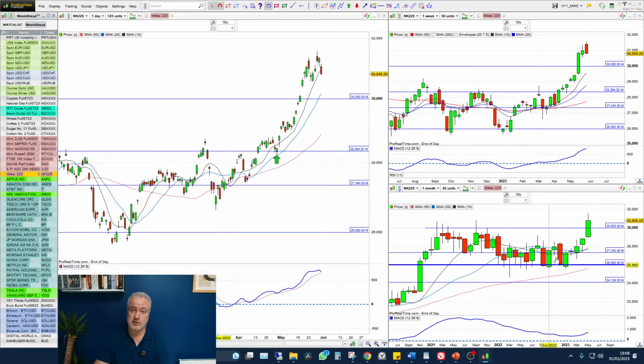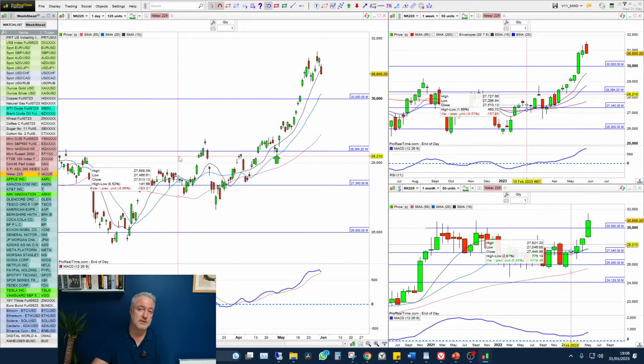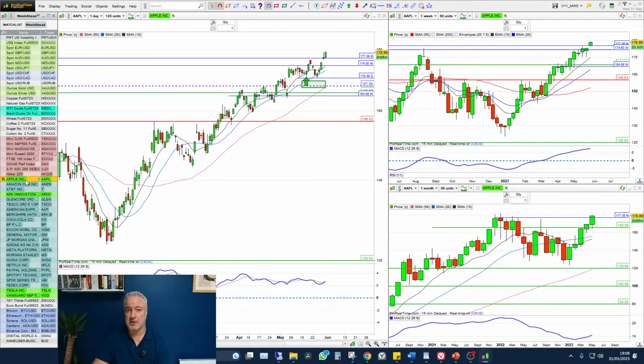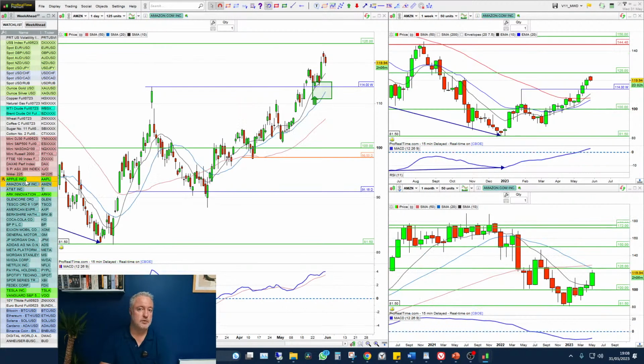So maybe we're going to get, maybe it'll be a fail breakout. No, I don't think so. But maybe we're going to get a bearish period. Possibly. It's weird, but possibly. Apple looking good. No setup.